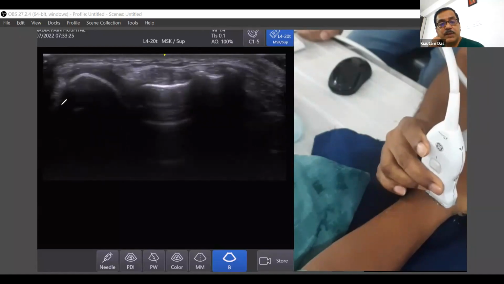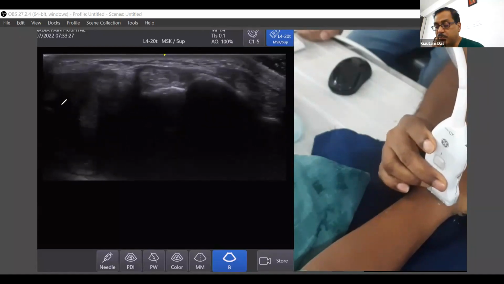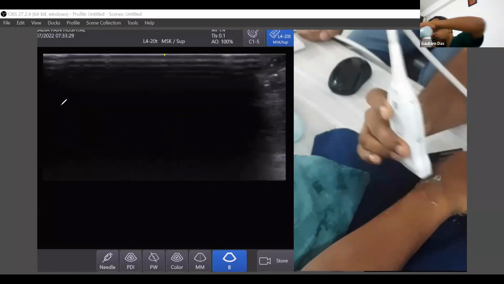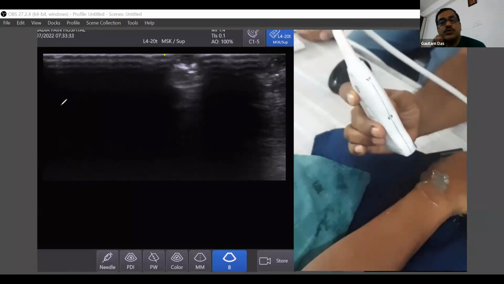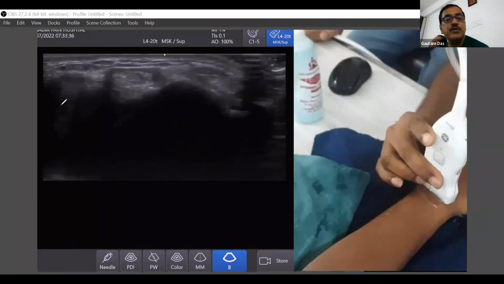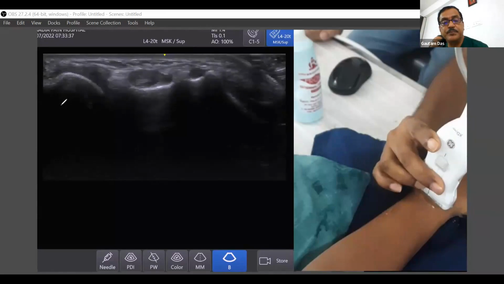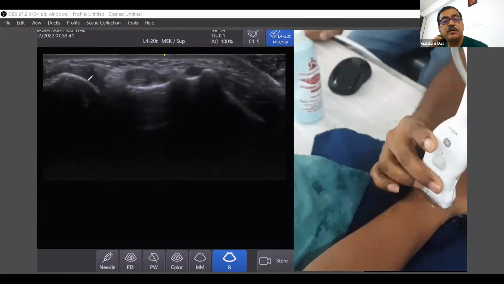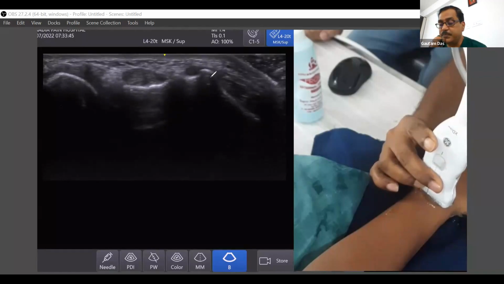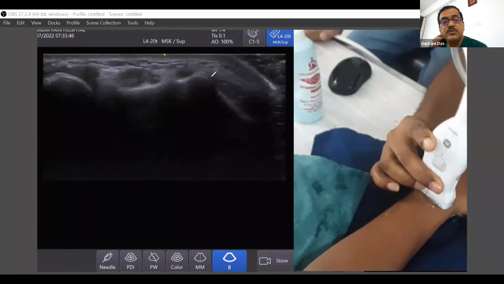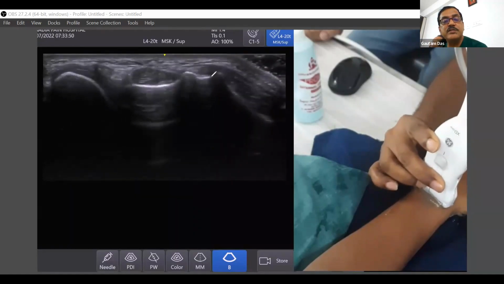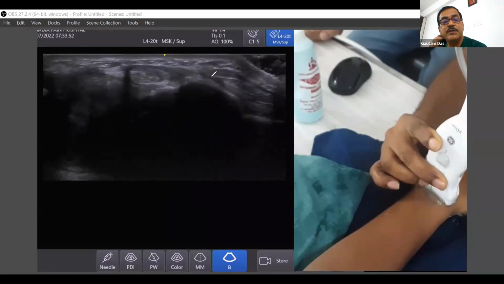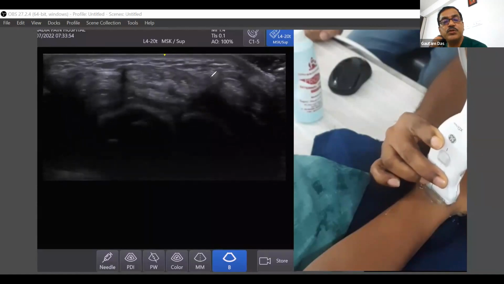Now you see what is happening. Initially we were looking for the tendons. So now we'll be looking for the bones, the carpal bones, and some of the ligaments. So here when I'm putting it over the distal tubercle, this was your ulna, this was your radius, this was your distal tubercle. So now you see, I'm just going more distally, what is happening. So now the radius and ulna are disappearing. So now the bone is coming.